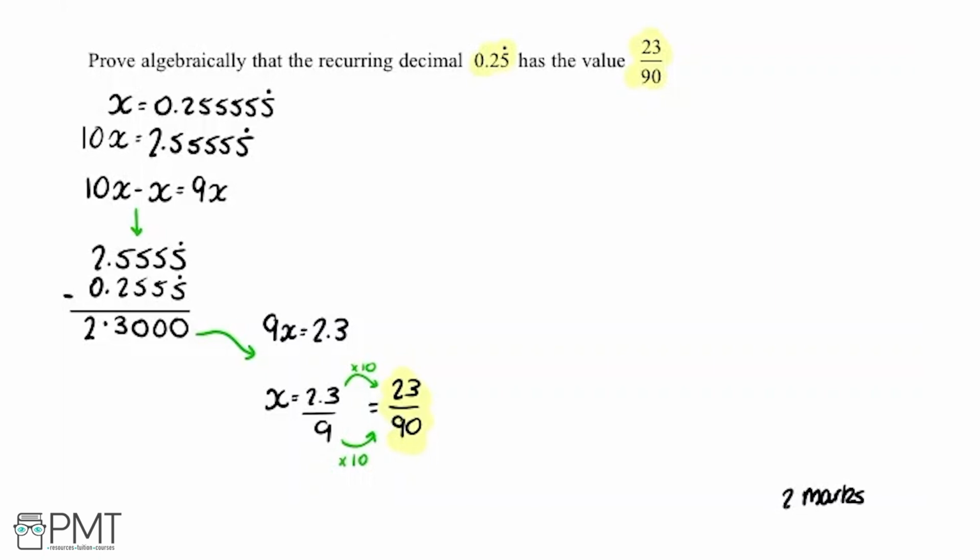We get 1 mark for this working up here. So essentially setting our recurring decimal to a variable and working out what number we need to times that by to be able to subtract them to get down to a number that isn't recurring. And then we get our second mark for having gone through that process and getting to the correct answer that we need to show, 23 over 90.